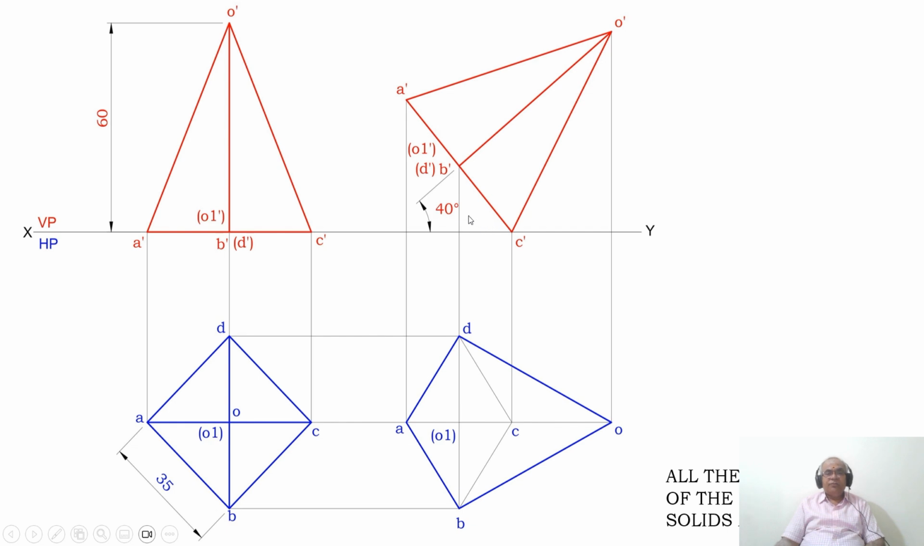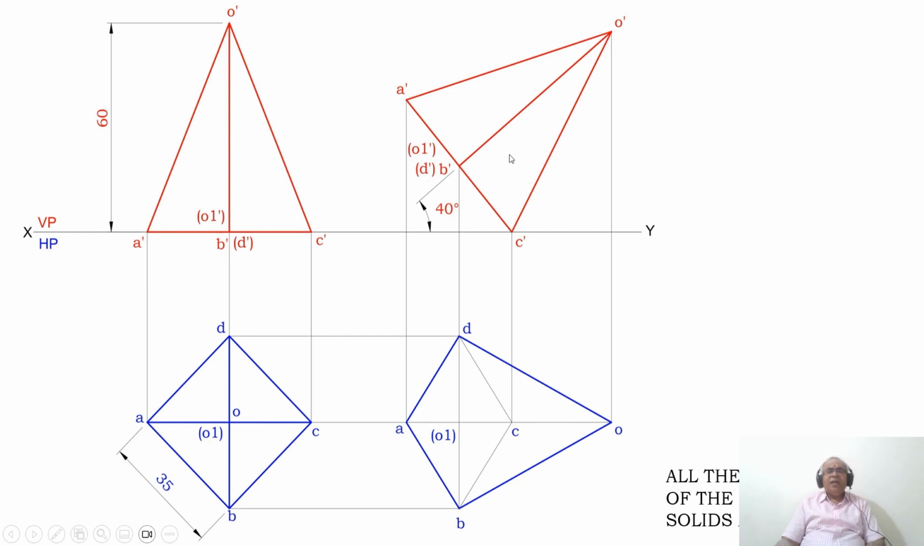The sum of these two should always be equal to 90 degrees, or this is going to become a right angled triangle wherein this angle is 90. You know this angle which is given in the problem, it is 40 degrees, that is, the axis O dash O1 dash is inclined at 40 degrees to HP. Obviously this angle will be 90 plus 40 is 130, 180 minus 130 is 50 degrees.